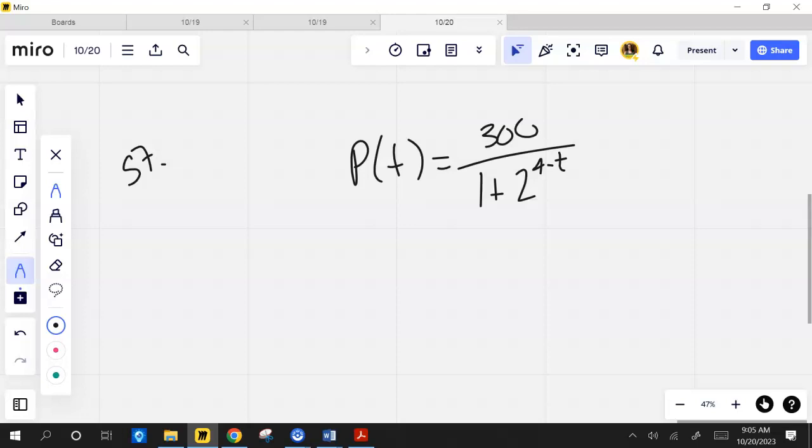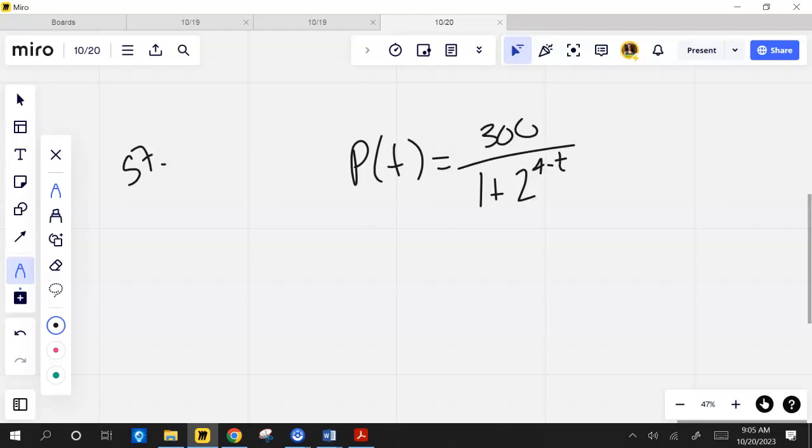All right, so P of T is the number of students who heard the rumor. T is the number of days after the rumor was started. Are we clear on what the equation is modeling? About how many initial students heard the first rumor? Who first heard the rumor? That would be at 0 days, right? So how many students first heard the initial rumor?